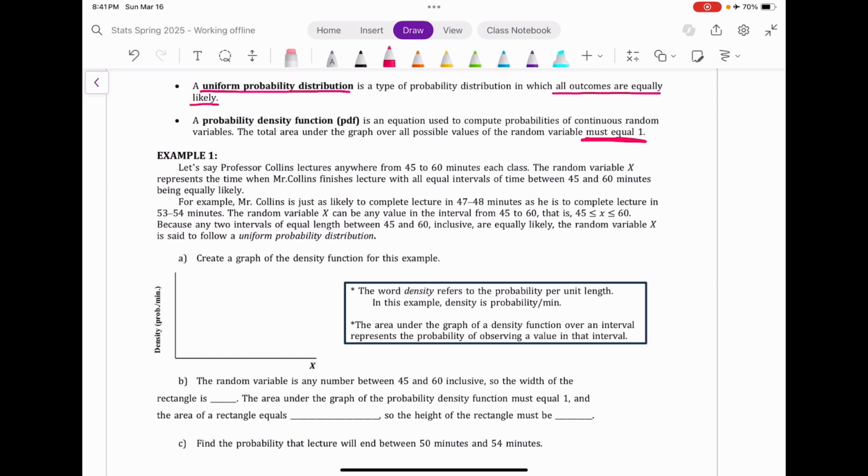Okay, so in example 1, let's say Professor Collins lectures anywhere from 45 minutes to 60 minutes each class. So we're going to let the random variable x represent the time when I finish lecture, with all equal intervals of time being equally likely. So, for example, it's just as likely that I would finish lecture in 47 to 48 minutes as I would in 53 to 54 minutes.